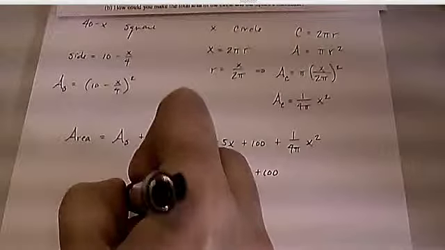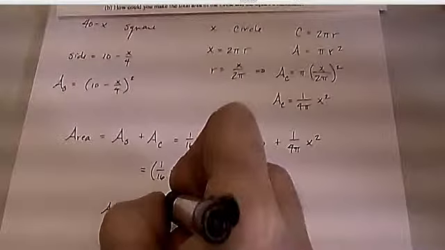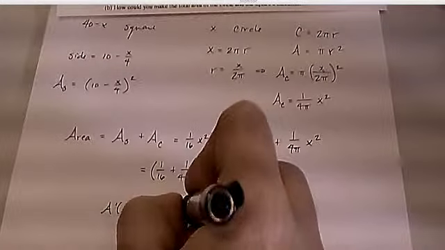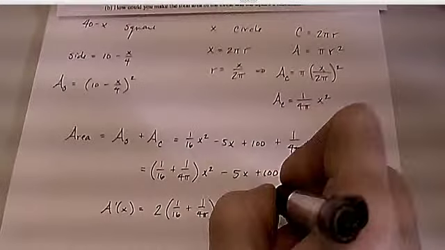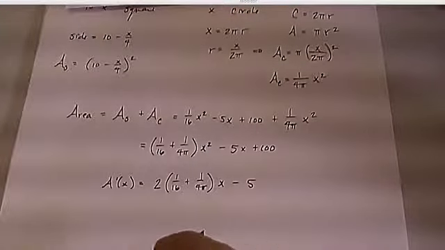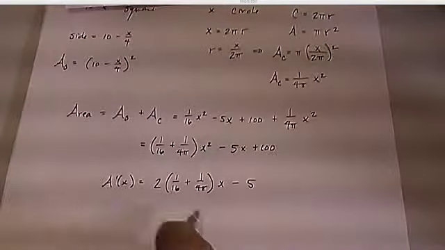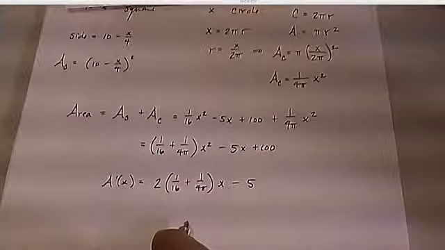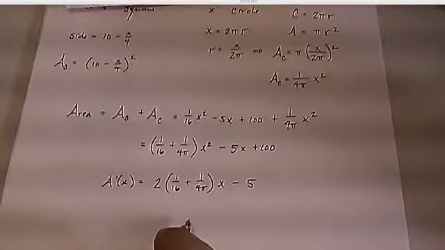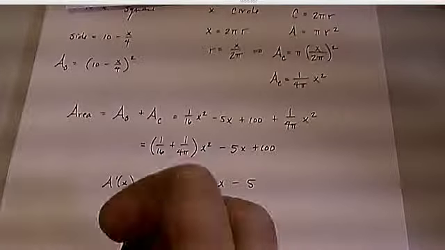And let's go ahead and take that derivative. I get 2 times 1 over 16 plus 1 over 4 pi, times x, minus 5. And of course I need to set that equal to 0. You're going to get an irrational number. I mean, that much is clear. The trick is to figure out what it is. Is it the maximum or is it the minimum? Well, let's go ahead and find it first of all.